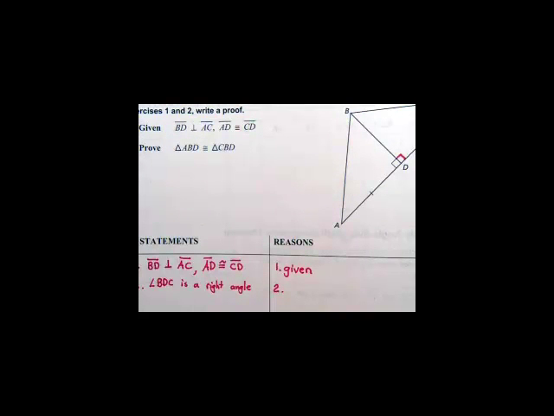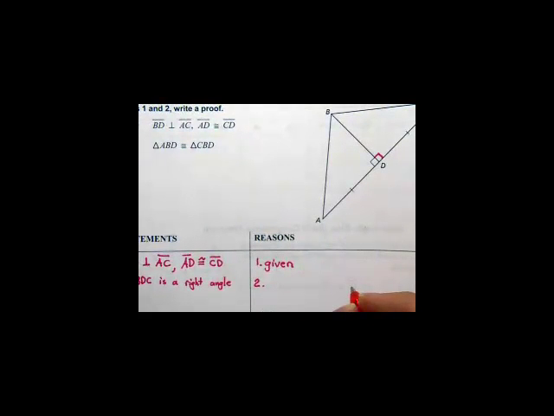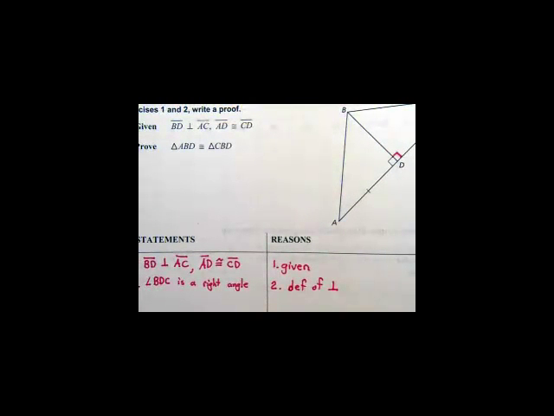Right. Yeah, when two lines are perpendicular, they make right angles, right? That's why. Okay. So, what do you suppose I'm going to write down as my reason then? It would be the definition of perpendicular. Because they're perpendicular, it makes right angles. So it's the definition of perpendicular.